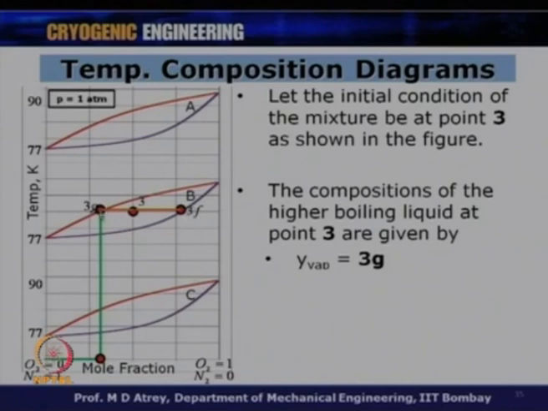The vapor composition of the high boiling component, oxygen, is given by 3G. So 3G is nothing but the vapor fraction of the high boiling component, while the liquid composition of the high boiling component will be 3F. So Y liquid is 3F. When I have the mixture at 0.3, the liquid has a higher molar fraction of the high boiling component, while the vapor will have 3G mole fraction of the high boiling component.